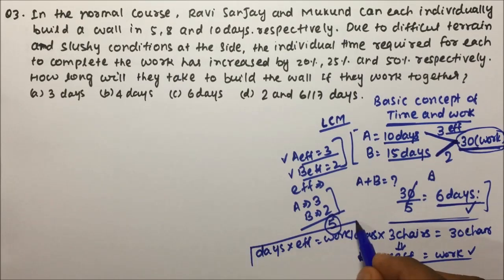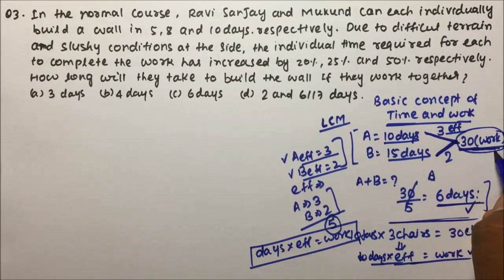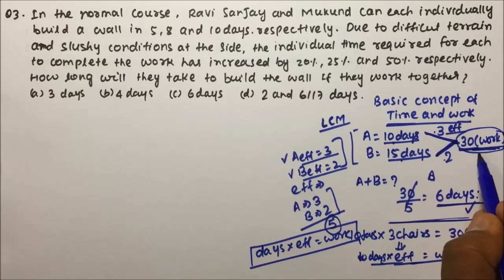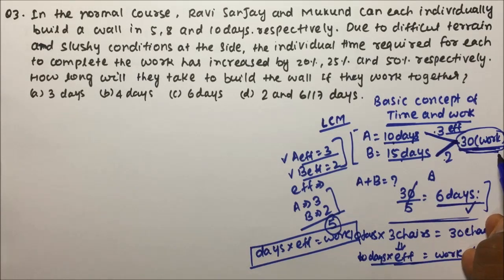Work is once we take the LCM or assume a number which is divisible by both, that becomes our work. Now you can see 10 into 3 will be 30 and 15 into 2 will be 30. So days into efficiency will be our work. So you would have understood this.